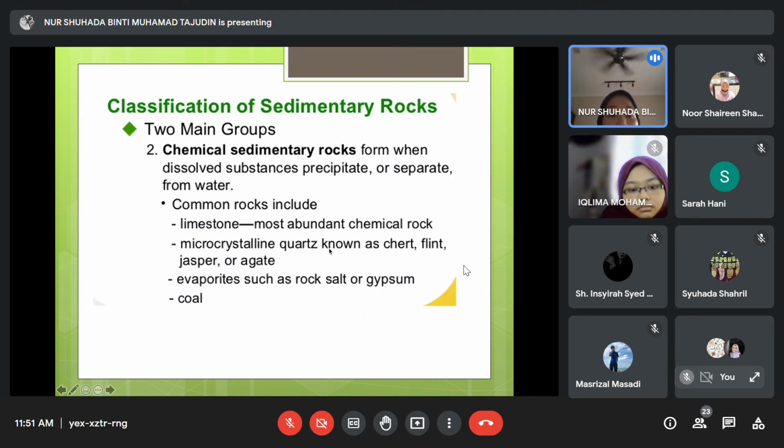Okay, while number two, under sedimentary rock, kita ada chemical sedimentary rocks, okay, which form when dissolved substances precipitate or separate from water. Common rocks include limestone, microcrystalline quartz, evaporites such as rock salt or gypsum. Then we have coal type of rocks.